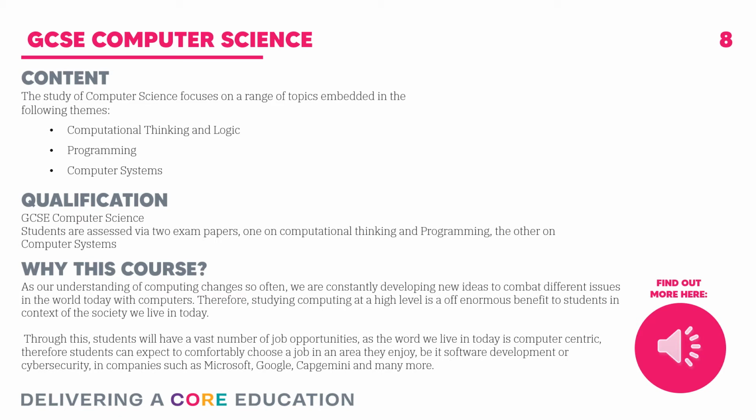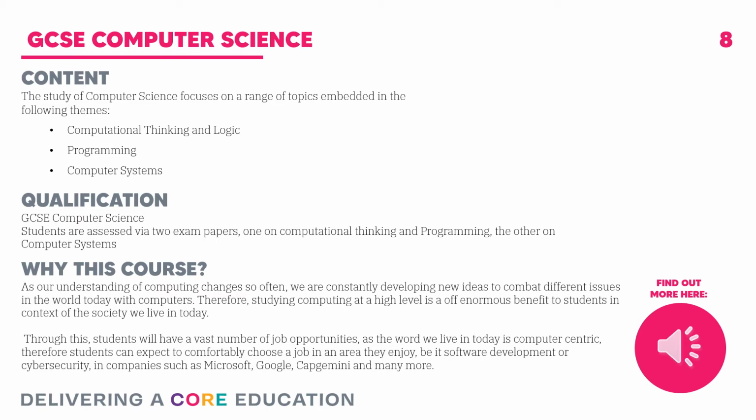Students are assessed via 2 exam papers, one on computational thinking and programming and the other on computer systems, and these are equally weighted at 50% each. Now, the content of the course, computational thinking and logic, programming and computer systems, can be branched out into system security, data representation, logic gates, networking, hardware and software, RAM and ROM. So there are numerous things that students will cover through the 2 years of study.